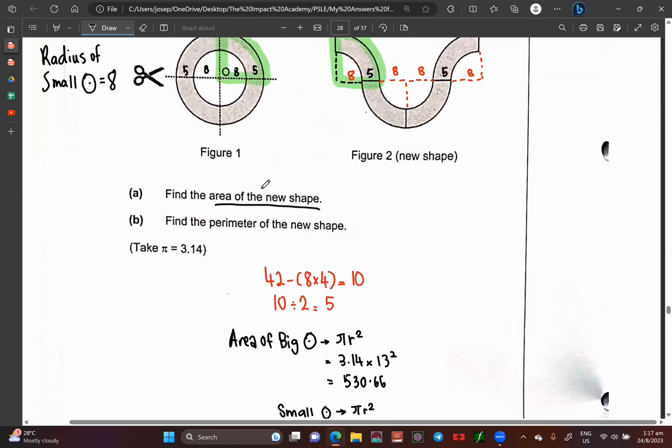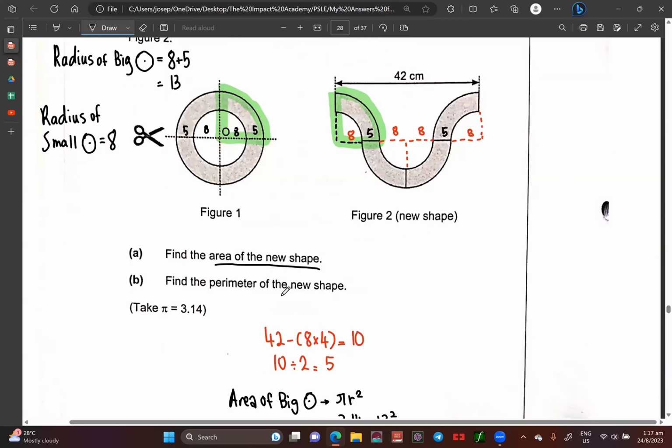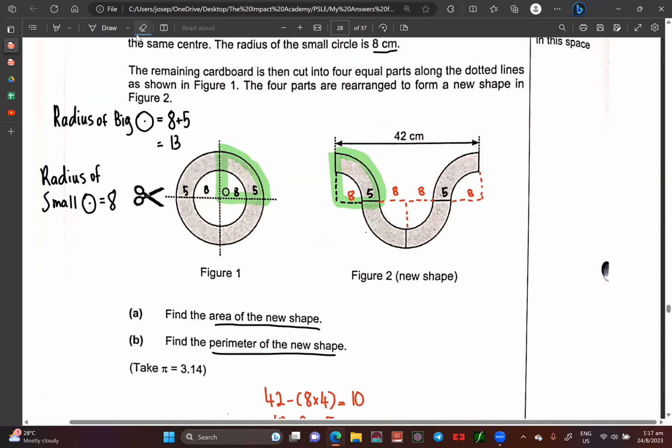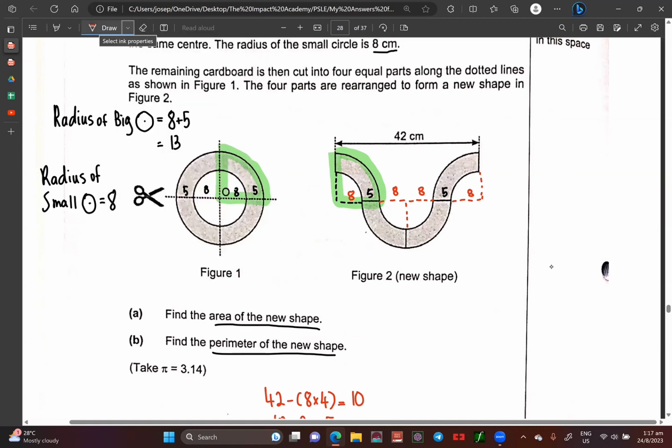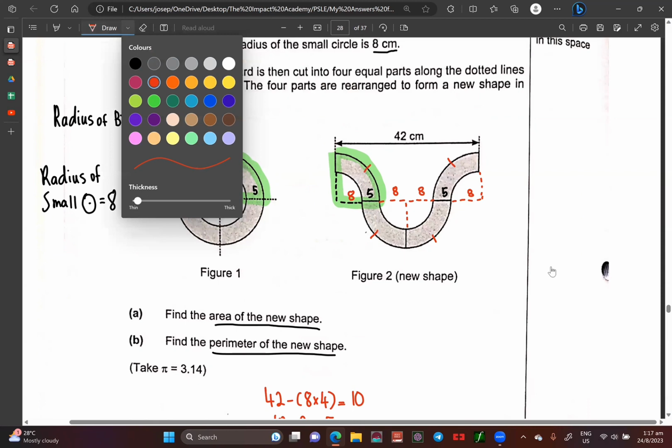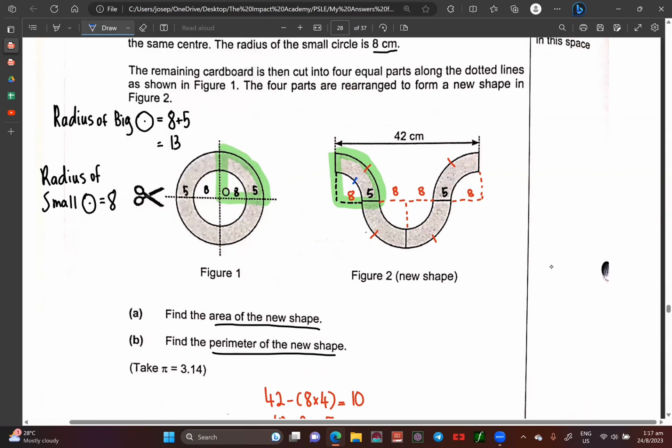Now, once you're done with A, you definitely want to do B. B says to find the perimeter of the new shape. So when you find the perimeter of the new shape, you have to be very careful, because over here, we are talking about the arc length. As you can see over here, I have 1, 2, 3, 4, which is the big ones. I also have the small ones, 1, 2, 3, 4, and not forgetting the 5 cm over here, the straight lines all the way to the other side, which is also the 5 cm.